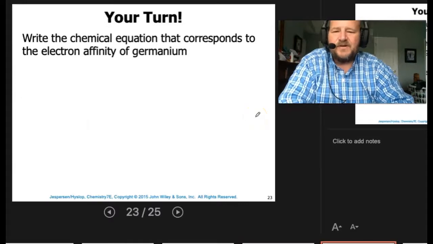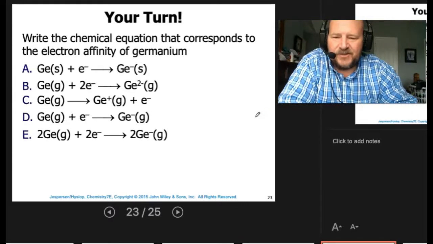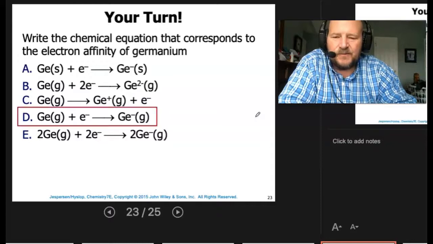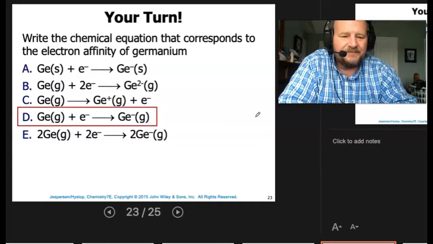All right, so write the chemical equation that corresponds to the electron affinity of germanium. So we're going to take germanium and add one electron. Again, we have to be in the gaseous state. So of course that's going to be D.